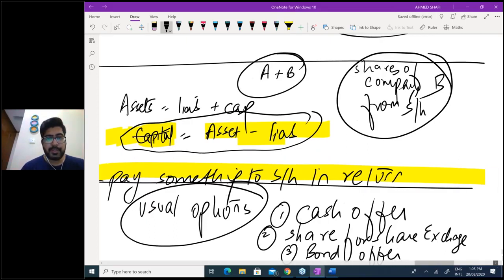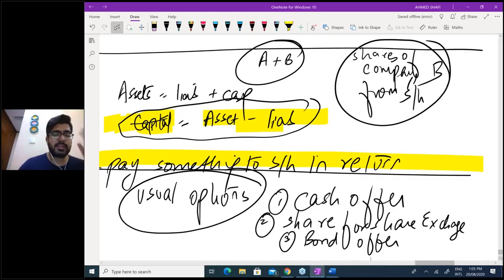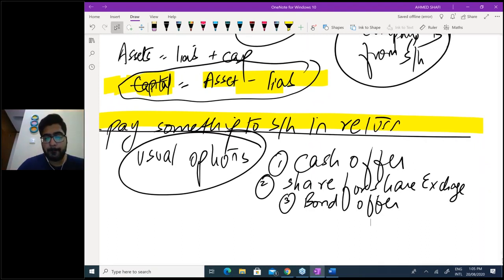Okay, so whenever company A wishes to acquire company B, first thing to note is it will acquire shares. Because if they get the shares, everything will be theirs. How to acquire shares? They will take shares from company B's shareholders, but company B's shareholders would want something in return. So what are the usual options?